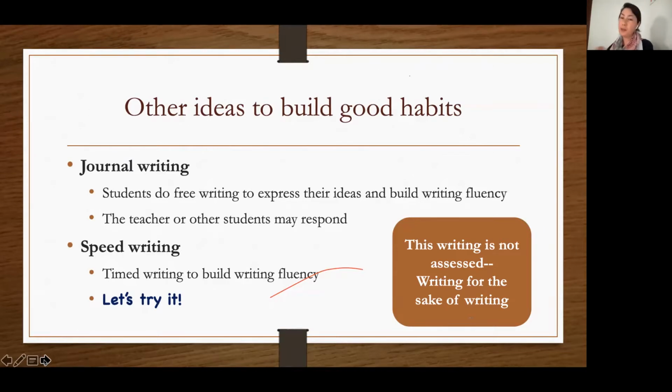You can type or you can handwrite. Your goal is to write for the full minute. Don't stop, don't think. Just write. You're halfway through.